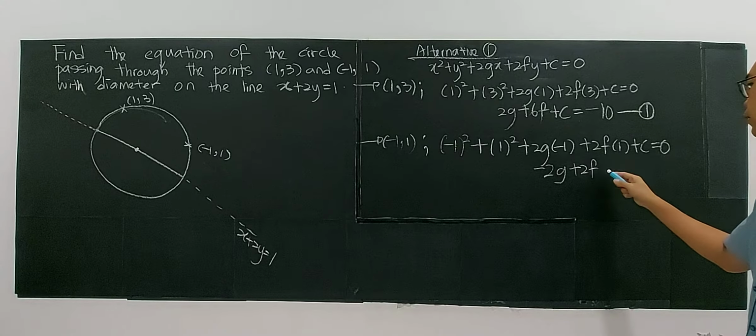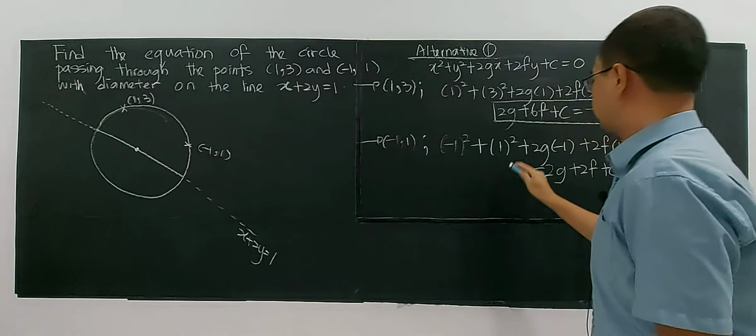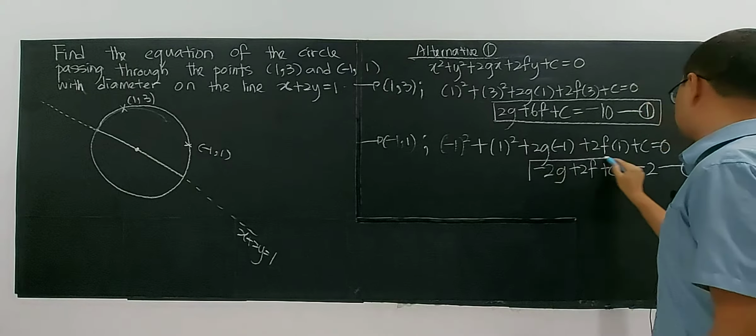So we get the first equation from the circle passing through 1, 3, and the second equation from the circle passing through negative 1, 1. But there are not enough equations here, as we have 3 variables.